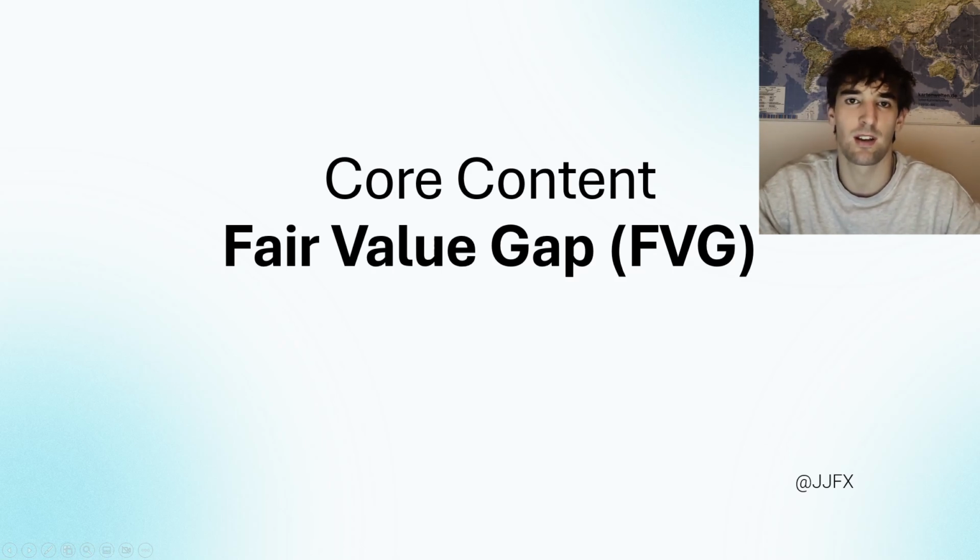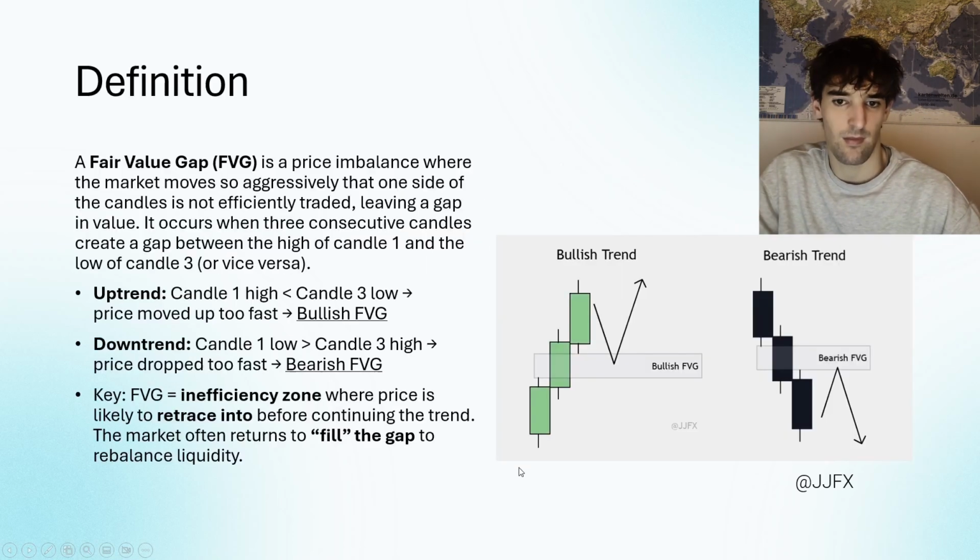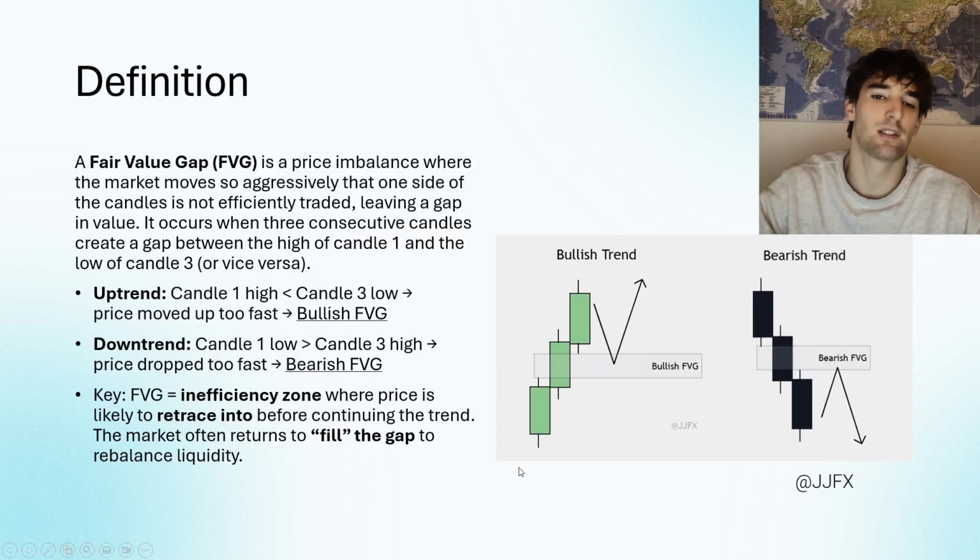In this video, I'm going to explain what a fair value gap is and how I implement them in my trading strategies. So a fair value gap is a price imbalance where the market moves so aggressively that one side of the candle is not efficiently traded, leaving a gap in value. It occurs when 3 consecutive candles create a gap between the high of the first candle and the low of the third one in bullish conditions, and vice versa for bearish conditions.